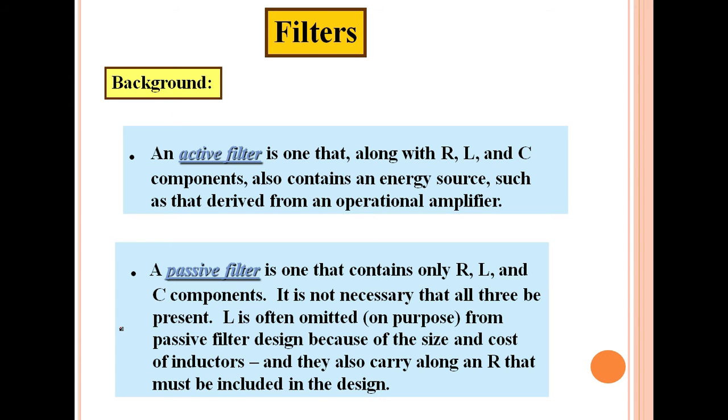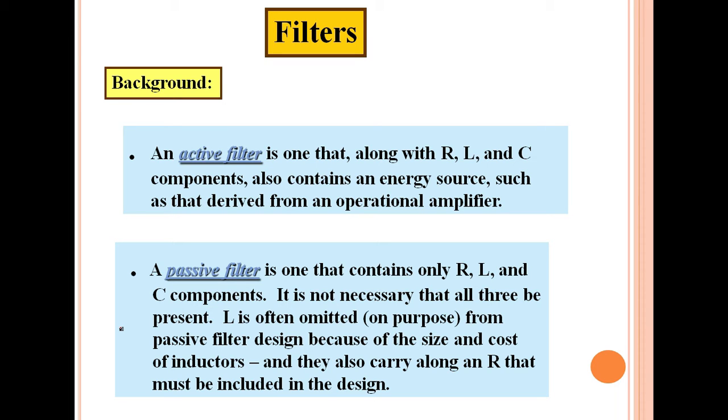Then in the case of the active filter, there is one important thing. The active filter is one that, along with the resistor R, L and C components, contains an energy source, derived from the operational amplifier, which is generally called the op-amp. And the passive filter is one that contains R, L and C components, but it is not necessary that all three be present.